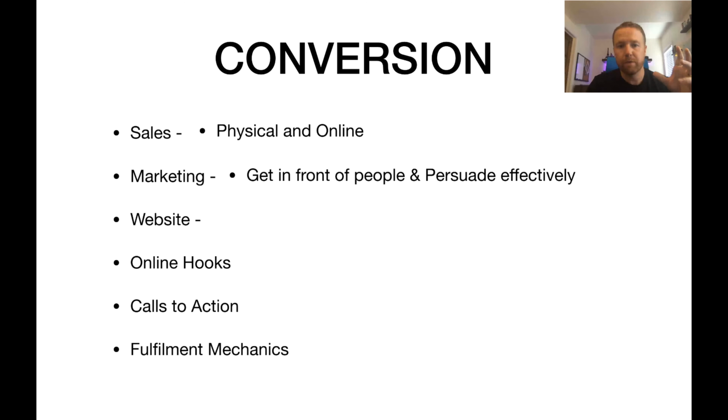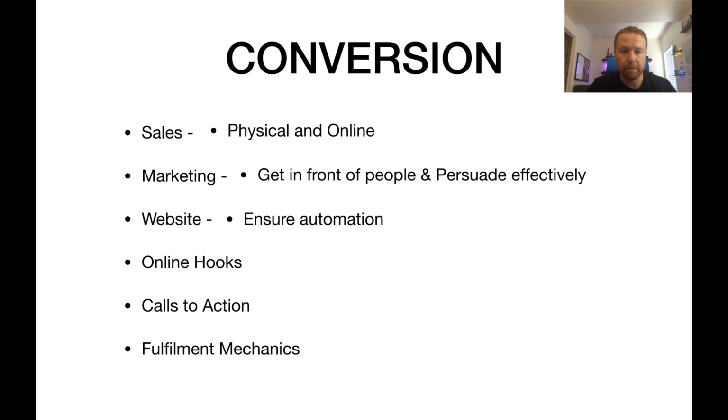Marketing then, how do you get in front of the right people and persuade them in an effective way to take the next step? That's all marketing. You've got to think about the psychology of people who would enjoy your product, who would like this version, that version. Get those bits of information in front of those people. Then you have your website. You've got to ensure automation within your website and your online assets. Too many people just have a website and a contact form and they hope that people come.